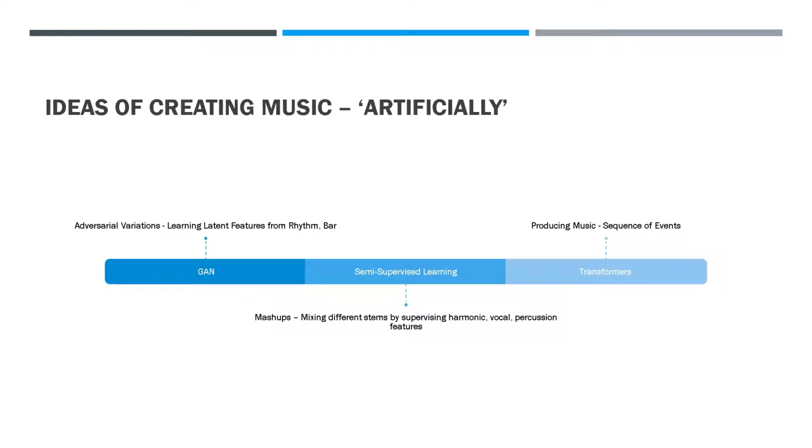One of them is GAN. In GANs, we create adversarial variations of the music, and these GAN networks are basically learning latent features from rhythm and bar. Then there is semi-supervised learning, where we mix different stems of music, and then depending on their harmonic and vocal features, we supervise whether it's good or bad music. Then there is the transformer, where we treat music as a sequence of events and then predict them sequentially to create music.